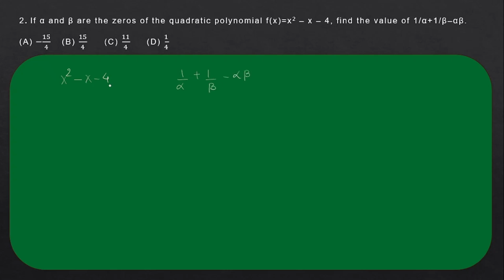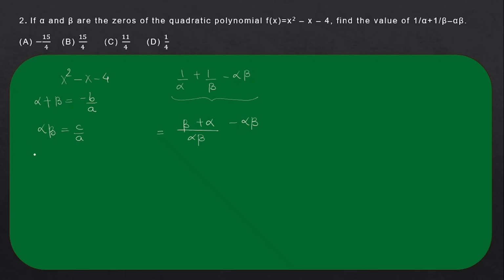For a given polynomial at any point of time, we can always find the value of alpha plus beta, which is in the form of minus b by a, and alpha into beta, which is c by a. So the approach to such kind of questions is check what is asked and try to rewrite it in terms of alpha plus beta and alpha into beta. Let us try to rewrite this in the required form. So if I take the LCM of the first two terms, I get beta plus alpha by alpha into beta, minus alpha beta. Now see here, in this question, what we have done, we have reduced the given required expression in the form that we can find the information of. So here alpha plus beta I can find, alpha into beta also I can find.